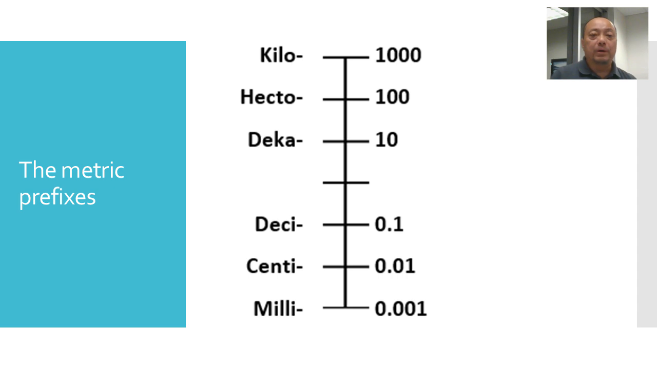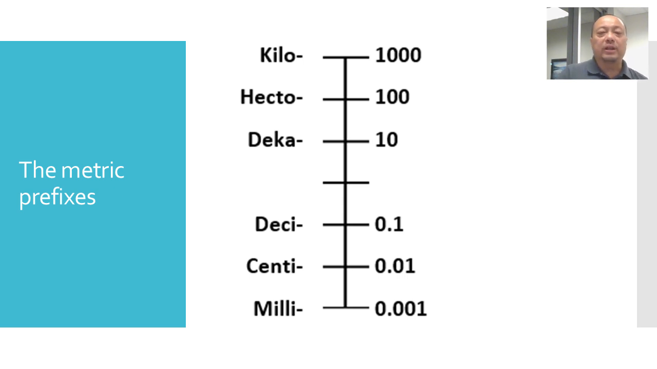All metric units are built off of the basic unit using these prefixes. Kilo means 1,000. 1 kilogram is 1,000 grams. 1 kilometer is 1,000 meters. Hecto for 100, deca for 10, and those are the prefixes for units larger than the basic unit. Down below are the prefixes for units that are smaller than the basic unit. Deci for 1/10 or 0.1, centi for 1/100th or 0.01, milli for 1/1000th or 0.001.